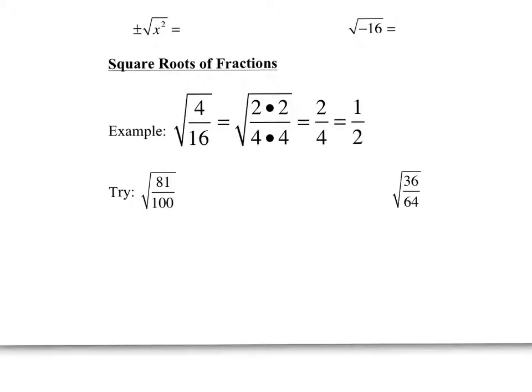Square roots with fractions are done the exact same way. We simply square root the numerator and denominator, taking one number away, but do not forget to simplify the answer. In this case, 2/4 becomes 1/2.